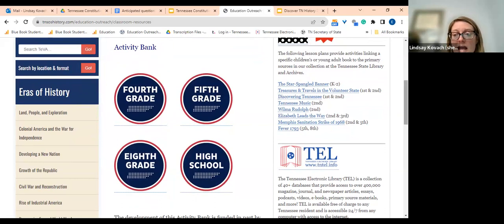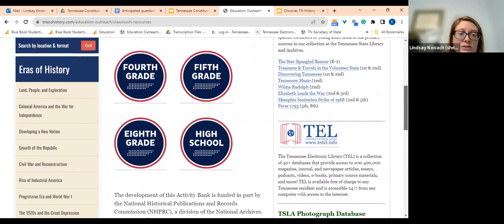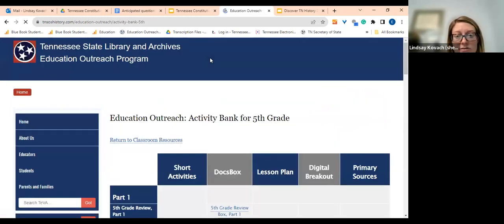So this is an activity bank that we have, and you can see the buttons that we have. So we have 4th grade, 5th grade, 8th grade, and high school. And again, these are activities that go along with the Tennessee State curriculum standards. So I'm going to click the 5th grade here.